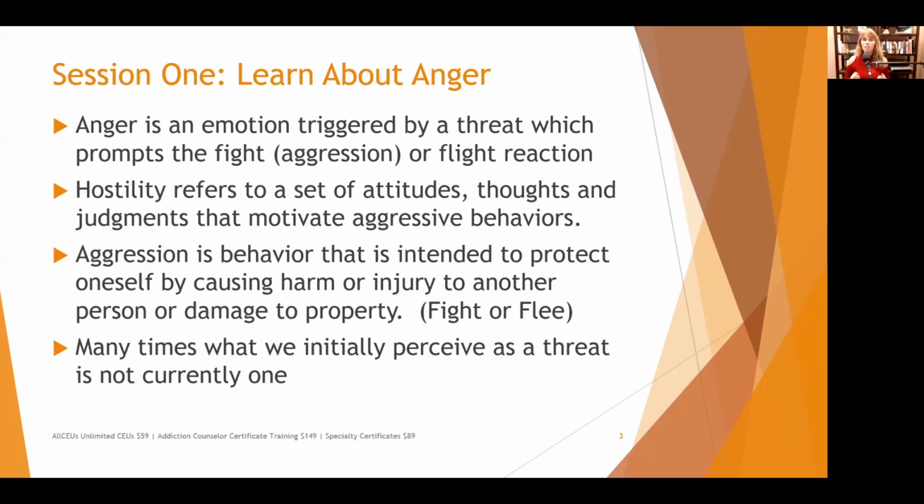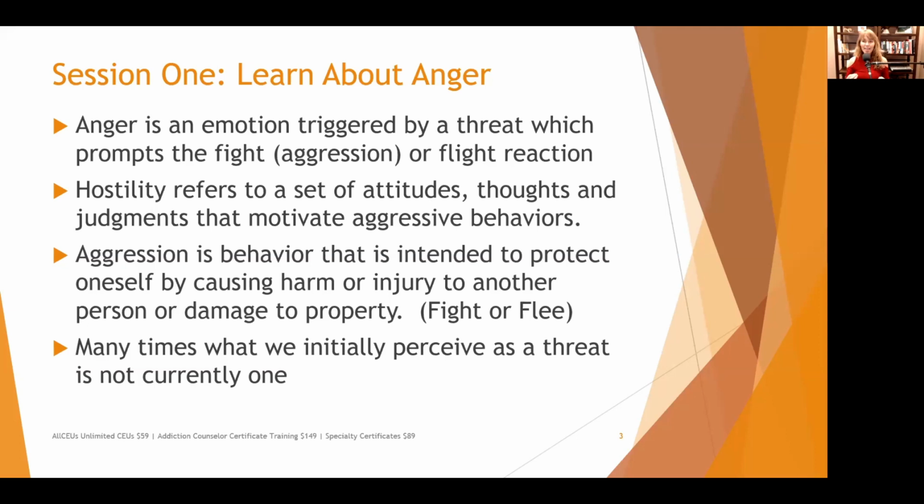Hostility refers to a set of attitudes, thoughts, and judgments that motivate aggressive behaviors. Hostility is all those threat-oriented cognitions that we hold on to. And you'll notice I'm going to try really hard not to use the word negative today, because anger is a natural feeling. Anger can be a positive feeling because it motivates us to protect ourselves. So I'm going to try to use alternative phrases. But when we have those threat-oriented cognitions, we can become hostile. We can become tense. We can become ready to defend ourselves.